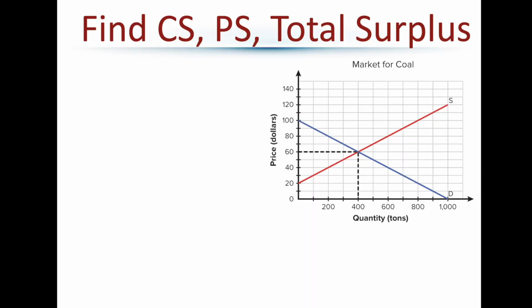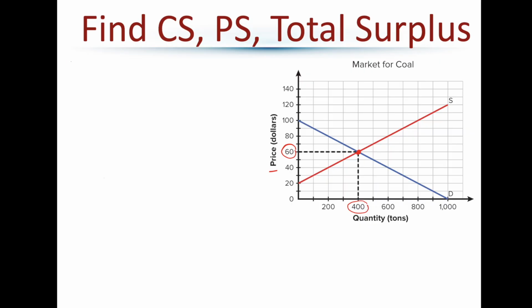Let's go over a problem in which we find a consumer surplus, a producer surplus, and a total surplus. So looking at this market for coal here, we have the price of coal in dollars and quantity in tons. We see that this market is in equilibrium. The equilibrium point dictates the price that exists in the market, which is $60, and the quantity that exists in the market, that is 400.